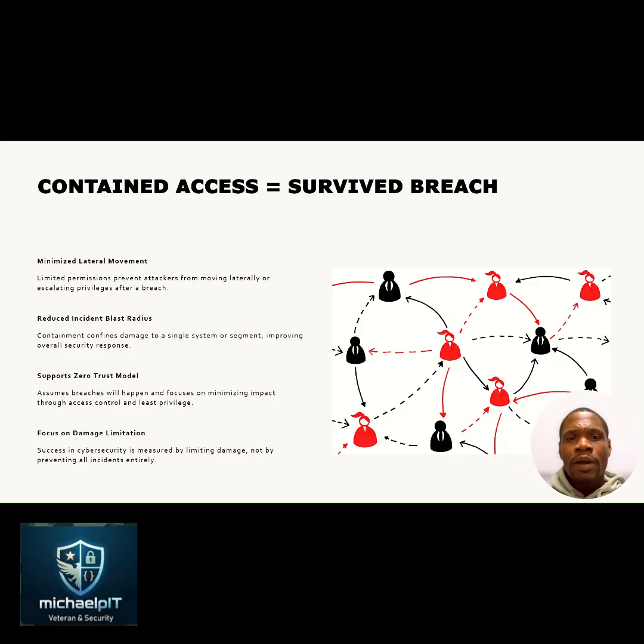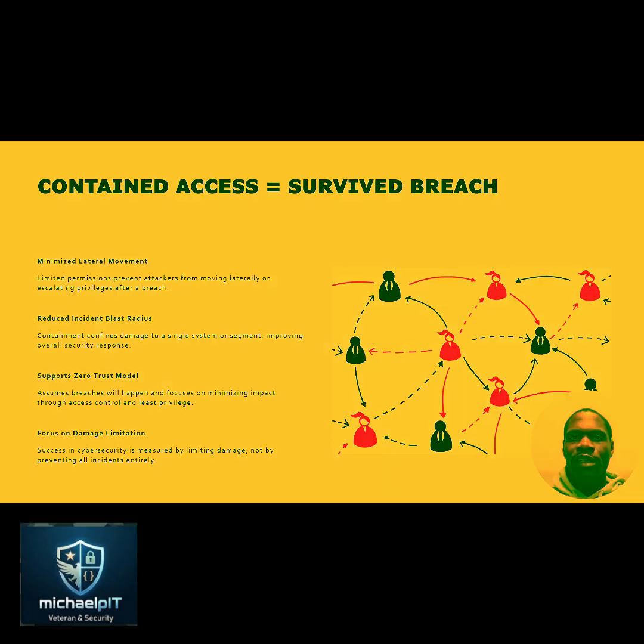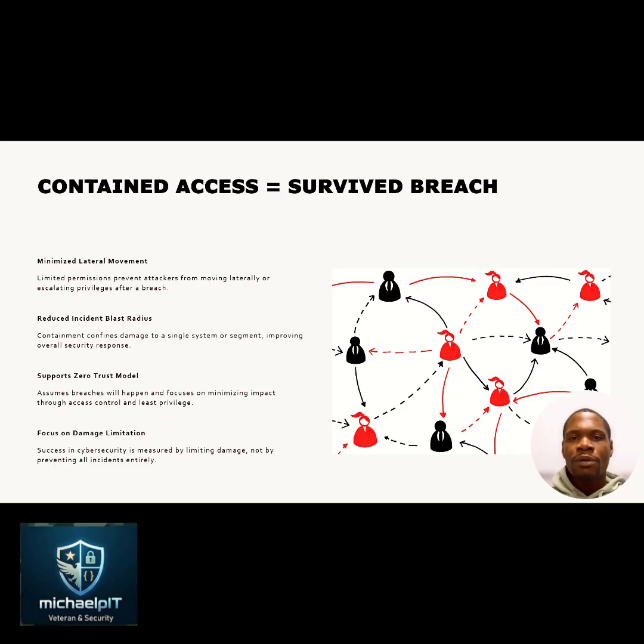So we just talked about limiting who has the keys, but now let's talk about what happens when one of those keys is stolen. This slide reinforces the real-world value of access control by focusing on one goal: containment. The biggest danger in a breach isn't just the initial entry, it's what happens next. Attackers want to move laterally, jumping from one computer to another until they find the most sensitive data. However, when we have contained access, an attacker who compromises an account with minimal permissions finds themselves stuck. Their ability to move across the network or escalate their privileges to superuser status is significantly reduced. We have essentially built a digital cage around a specific account.